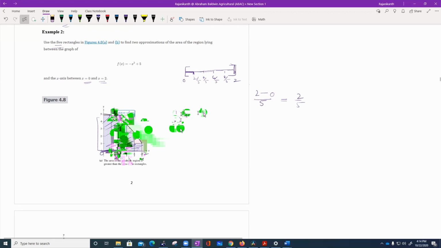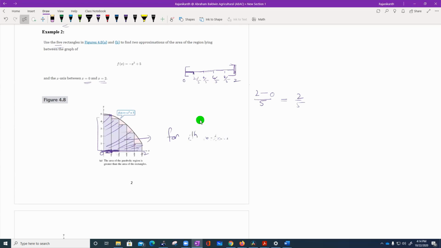Okay, that is why when you add all, you will get for the ith rectangle, right? i could be any number from 1 to 5, because I have up to 5 rectangles. So arbitrarily, I'm talking about the ith rectangle. If you look at the ith rectangle, what does that mean?